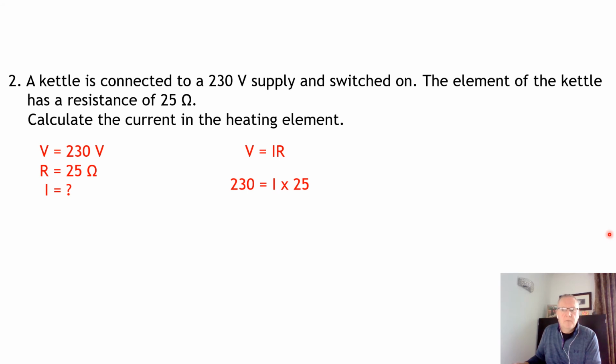And then with a fair bit of practice, and you've done a lot of this with speed, distance, time, and various other equations, you should be able to recognize how to rearrange that, which would be that the current I equals 230 divided by 25. So you want to divide that side of the equation by 25 to get I on its own, and then you write it the other way around, and it gives you that the current is 9.2 amps. Again, standard 3 marker: 1 mark for that, 1 mark for that, 1 mark for the final answer.